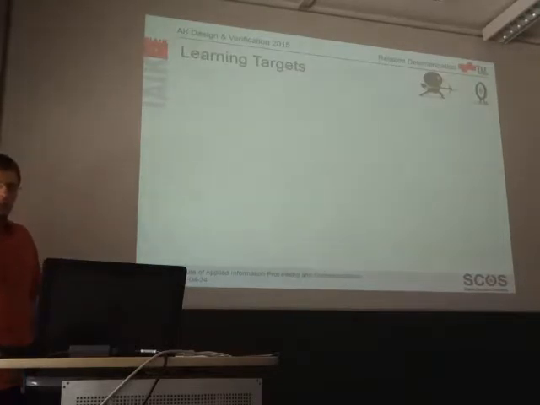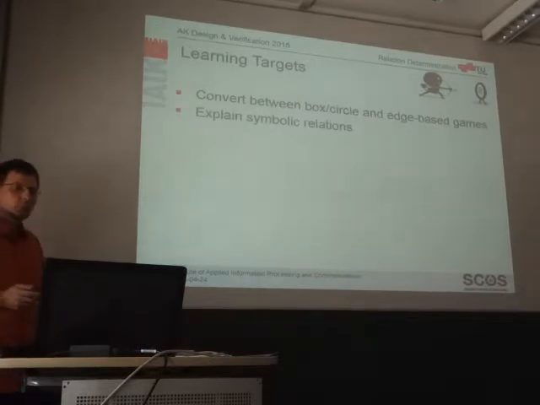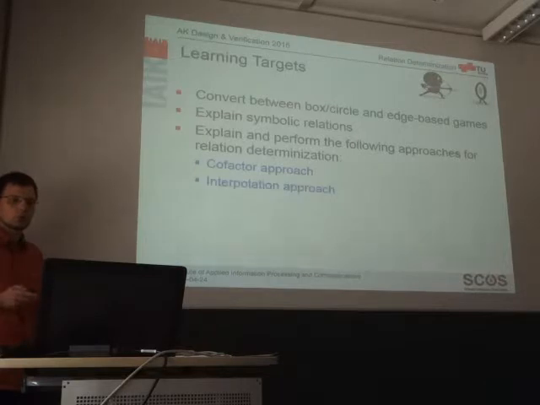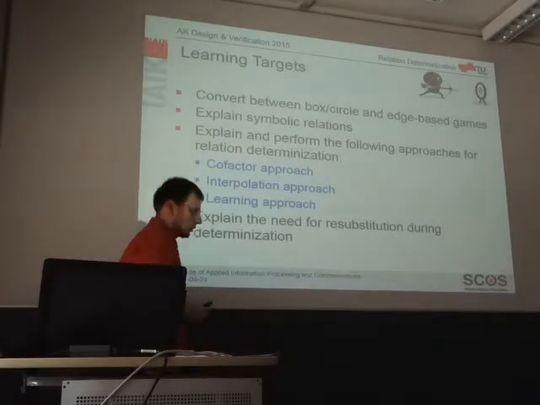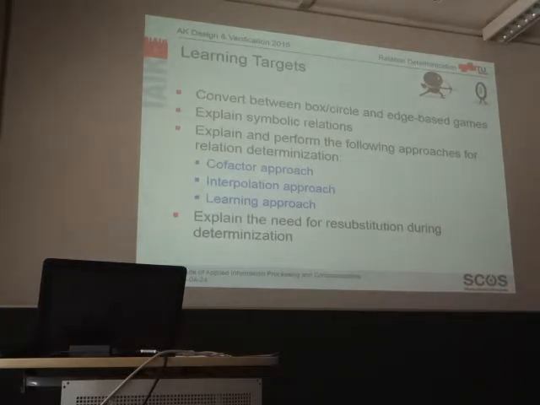So our learning targets are basically, you should be able to convert between these box and circle style games that we have seen so far and the edge-based games that I'm going to talk to you about in a minute. You should be able to explain symbolic relations. And you should be able to explain and perform the following approaches for relation determinization, namely the cofactor approach, the interpolation approach, and the learning approach that we are going to discuss. And last but not least, you should also be able to explain the need for resubstitution during determinization, and you'll see towards the second half of the lecture what that actually means.